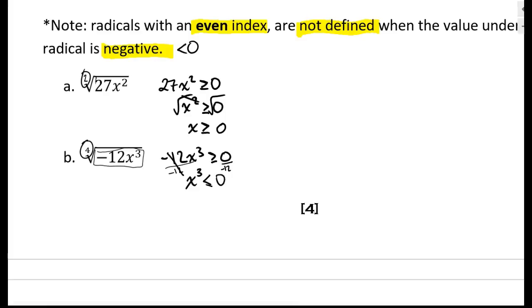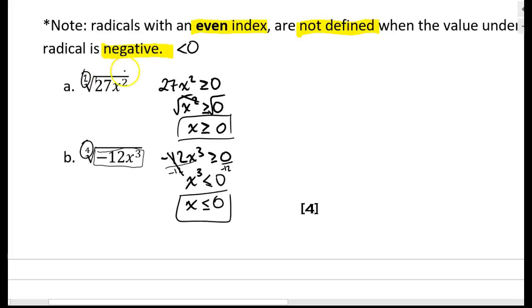So now we know that x cubed needs to be less than 0 in order for this to be true. And so x then is going to have to be less than 0. And again, you can do the cube root piece, but the cube root of 0 is still 0. So that, in both of these cases, defines my radical.